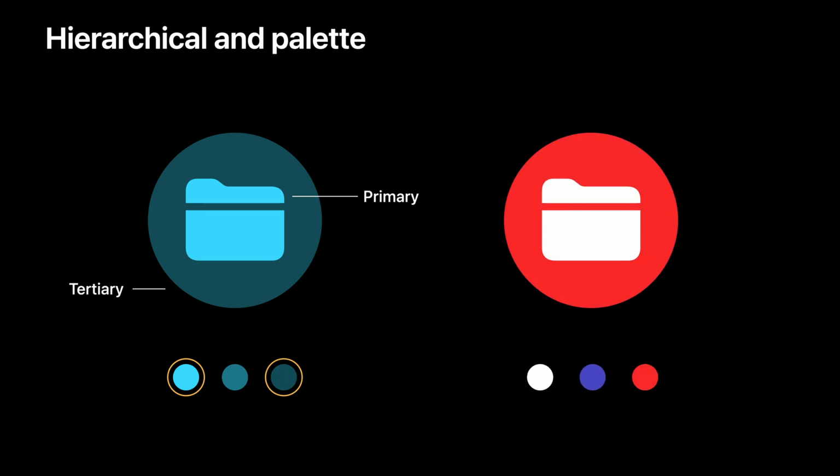If you pass 3 colors, then each one is applied to the corresponding hierarchy group. The first color is assigned to primary, the second to secondary, and the third to tertiary.